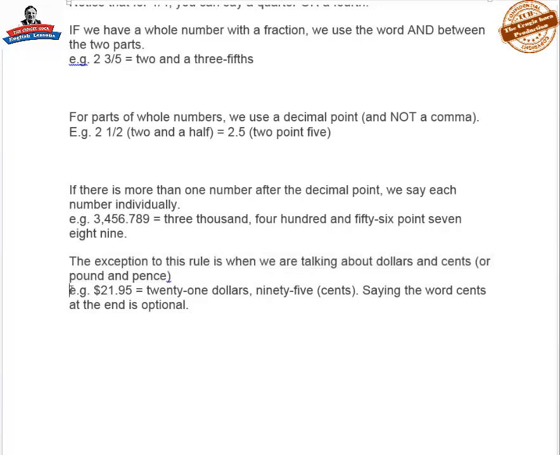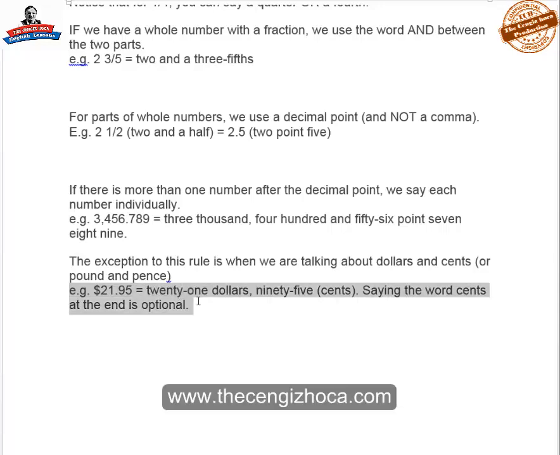Example, $21.95 or £21.95. Here you don't have to use the and, it is your choice.